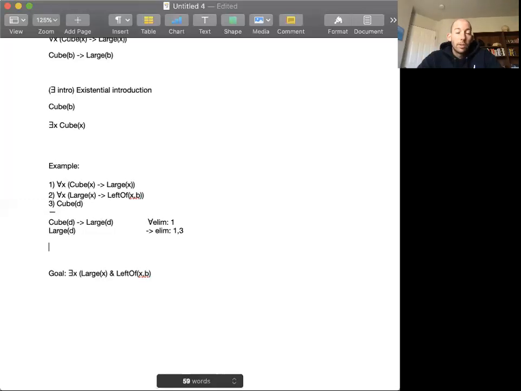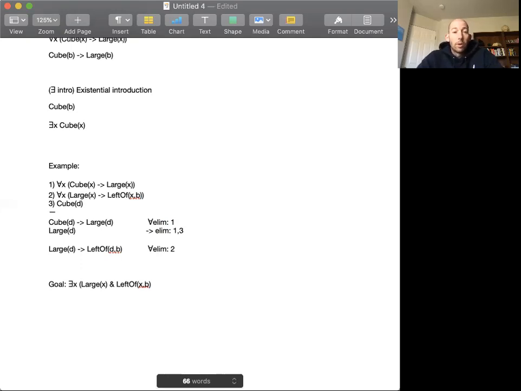Again, using universal elimination, I can also write down that if D is large, then D is left of B. And that's coming from the second sentence. What I've done here is replaced all the instances of x with D. So just as we used universal elimination for this line up here, now I can use that from number 2.